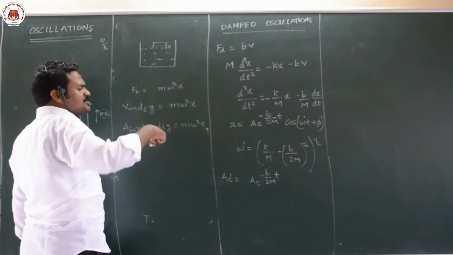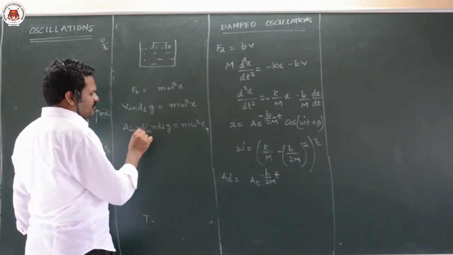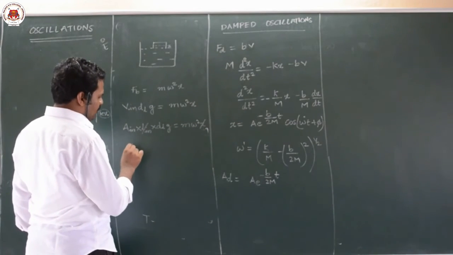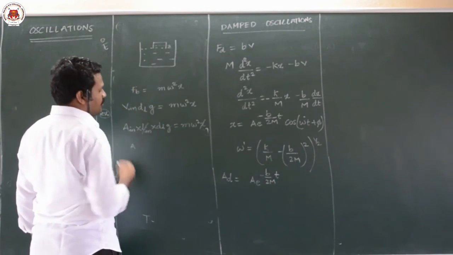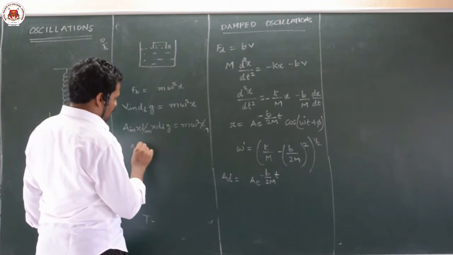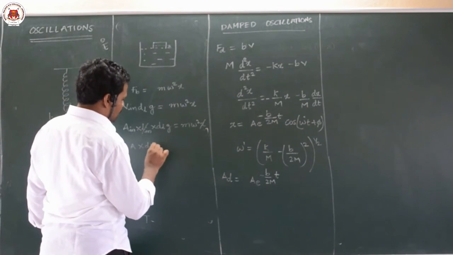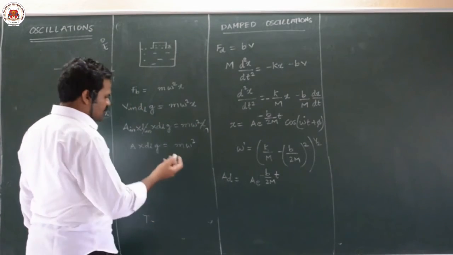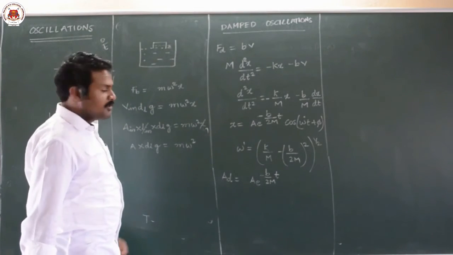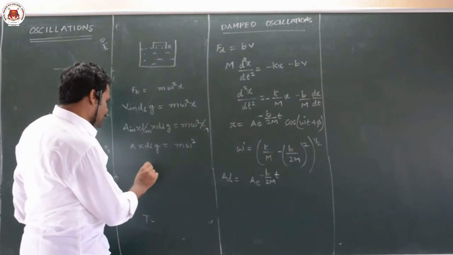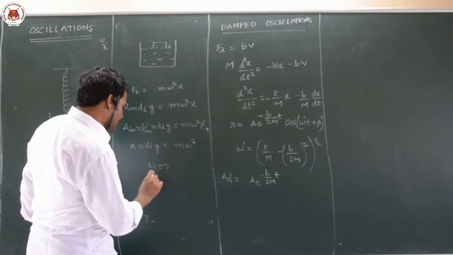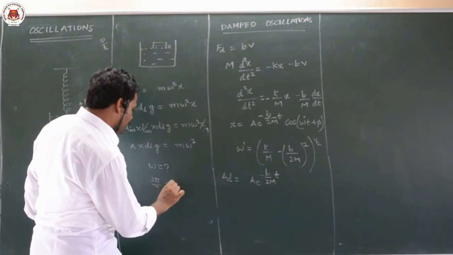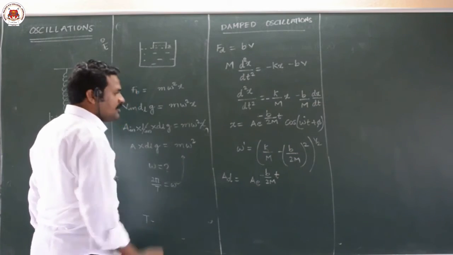If I press through distance x, the length inside will be x only, so this will get cancelled. Area is the area of that body, which you can find. Area into density of liquid into g is equal to m omega square. From this you can find omega, and then 2 pi by T is equal to omega. From that you can get the time period.